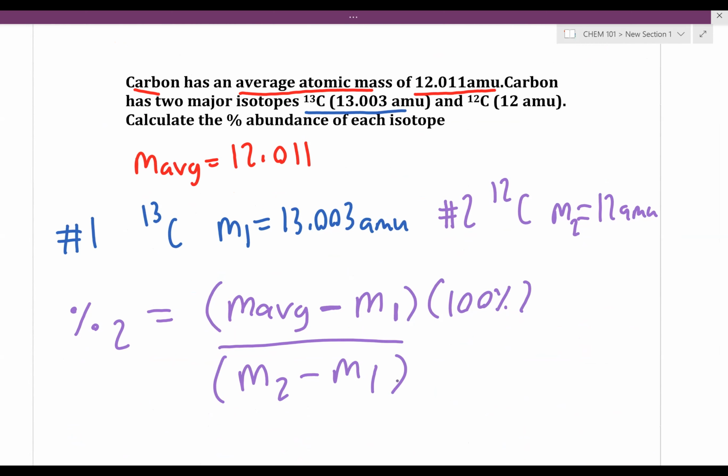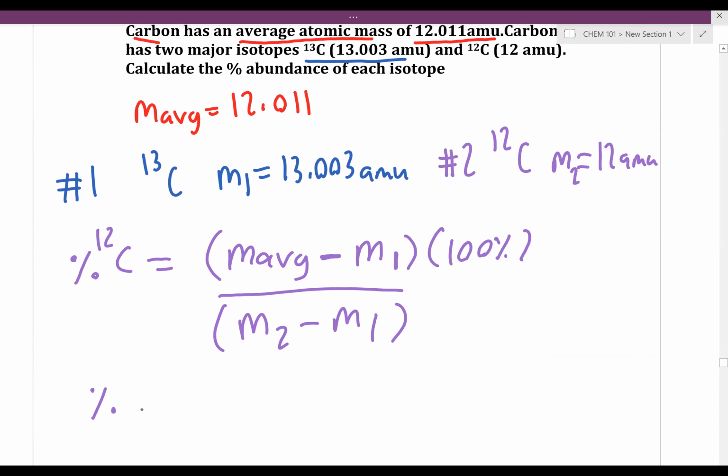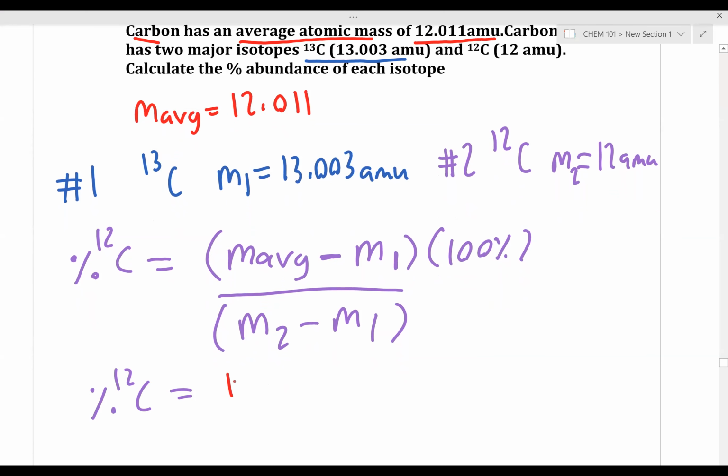What is isotope 2 in this equation? What did we label as isotope 2? C12. Okay, so I'm going to rephrase this as the percentage of carbon 12, that way I don't get confused. Now all I have to do is take this equation and plug in each of my numbers. So for the percentage of carbon 12, do we know the average atomic mass? Yes, so let's plug that in red. So we have 12.011 AMU.